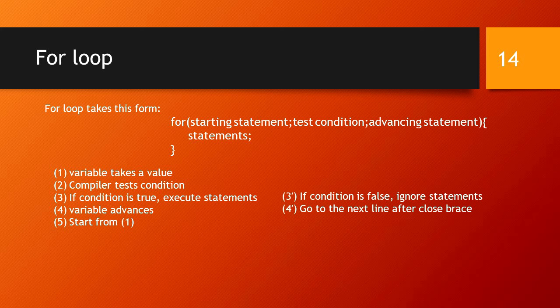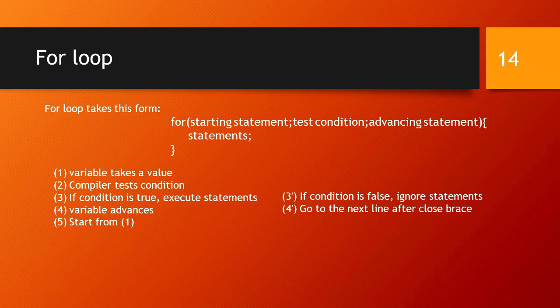The for loop has this form: the starting statement is executed the first time the for statement is reached. In our case, the starting statement is int t = 1. This declares a new integer variable named t and assigns it the value 1. Next, the test condition is evaluated. If this condition evaluates to true, the statements enclosed in the curly braces are executed. In our case, the test condition is t less than or equal to 5. As long as t is less than or equal to 5, we do the statements enclosed in the curly braces.